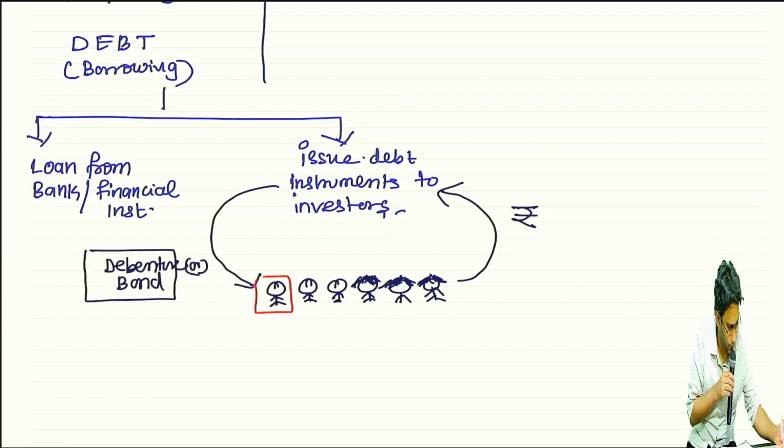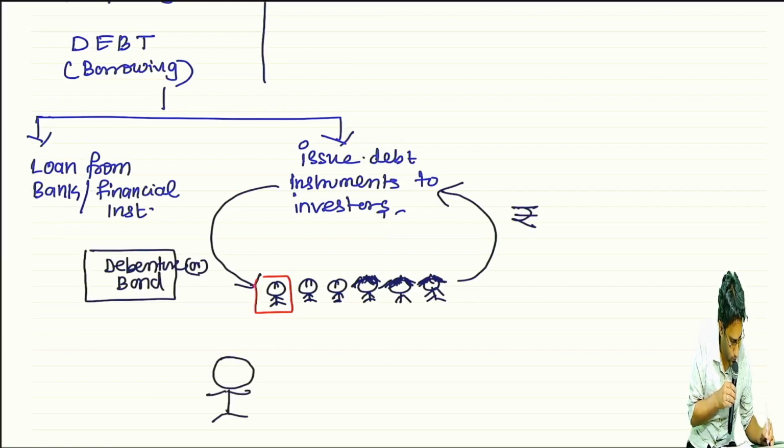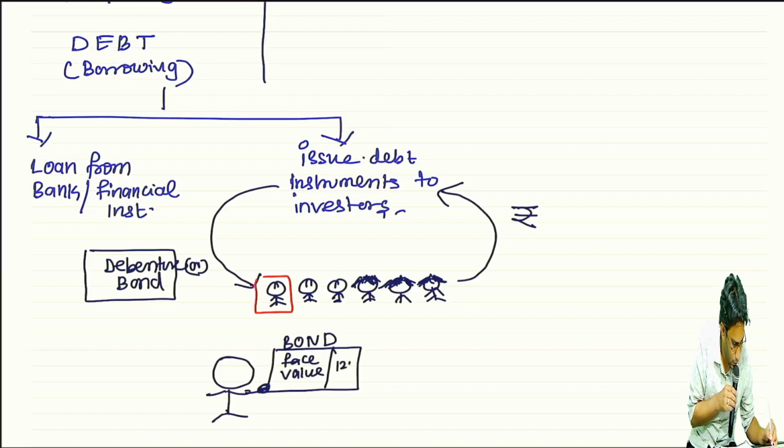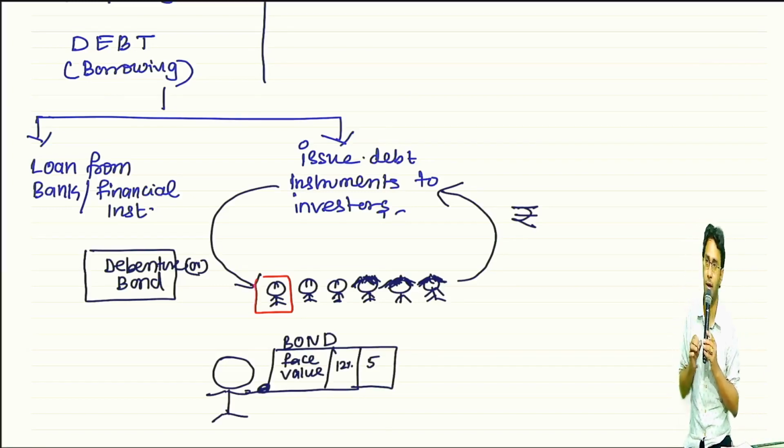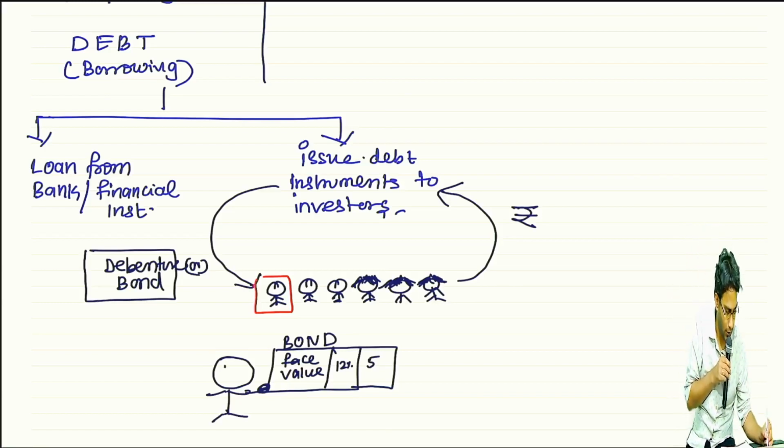Now this fellow, I'm zooming in on this boy, he is holding a bond, sir. In a bond there will be one face value, there will be one interest rate, and there will be one life. So face value will be defined on the bond, interest rate will be defined, and the redemption date also will be mentioned. Now, sir, what can he do with this bond, this investor?